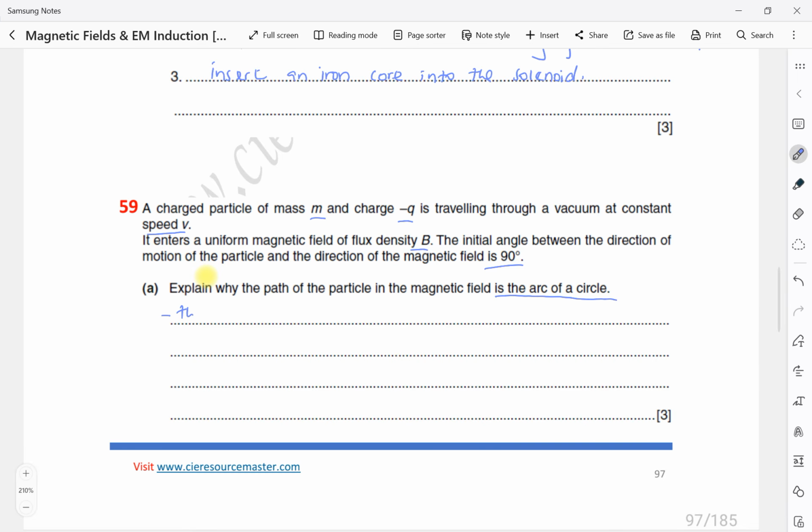So we say the magnetic force is constant and always perpendicular or normal to the velocity, or it is perpendicular to the direction of motion of the particle.